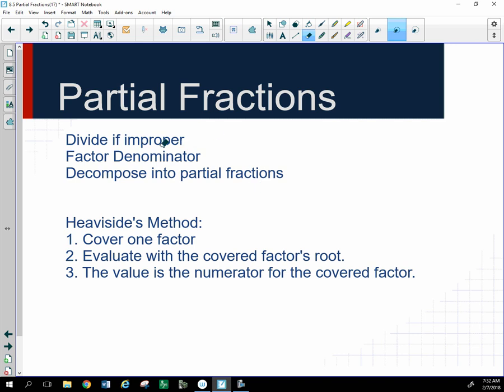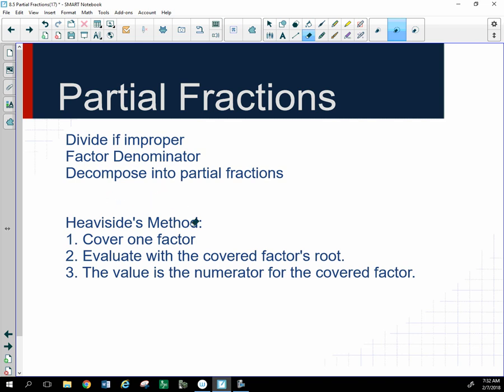So this goes back to what we were doing in earlier sections. If the fraction is improper, where the top is bigger than the bottom, we will divide, we'll do long division. If we can factor the denominator, we will factor the denominator, and then we decompose it into partial fractions. That's how we're going to go ahead and do this. Those are the methods we're going to use.